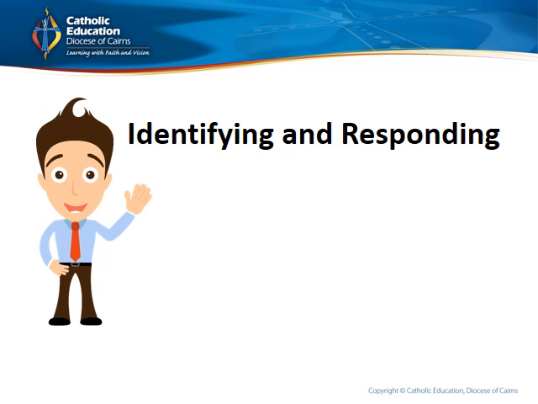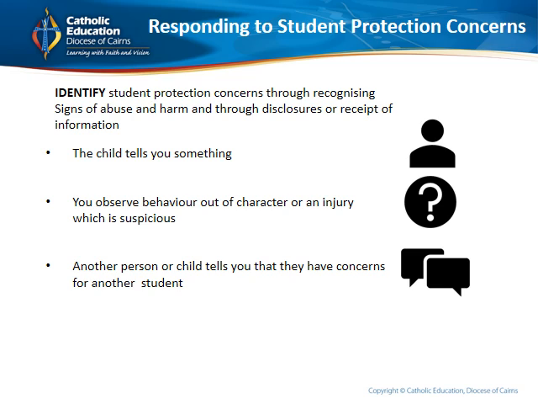We are now going to look at how we identify concerns about a student and what actions we need to take. So how do we respond to concerns about a student? Firstly, we need to identify the concern. This can occur via a number of ways. For example, the child tells you something, or you observe behaviour out of character or an injury which is suspicious. You may also receive information from another person, or another child who tells you that they have concerns for another student.